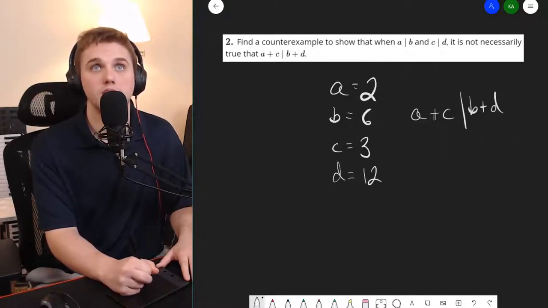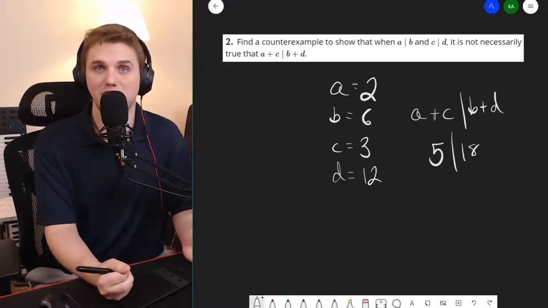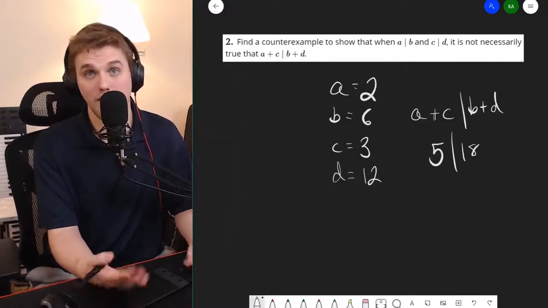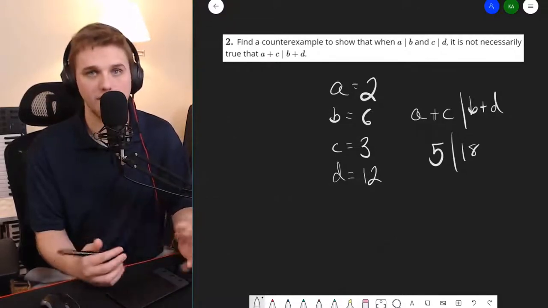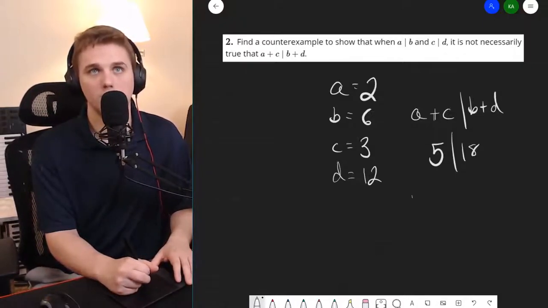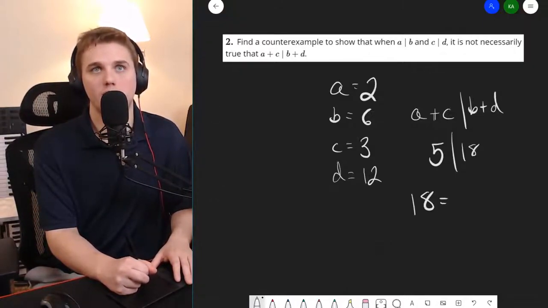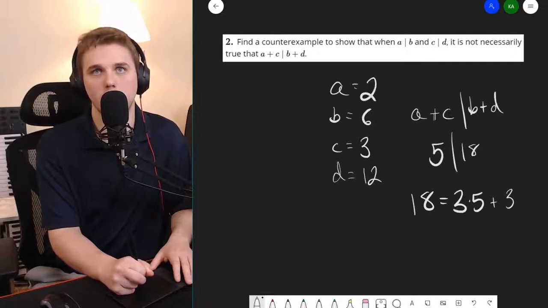Well, A plus C is 5, and B plus D is 18. And does 5 divide 18? No, it does not. 5 divides 15, 5 divides 20, 5 does not divide 18. And we can also write this down as 18 equals 3 times 5 plus 3. That's how you solve this problem.